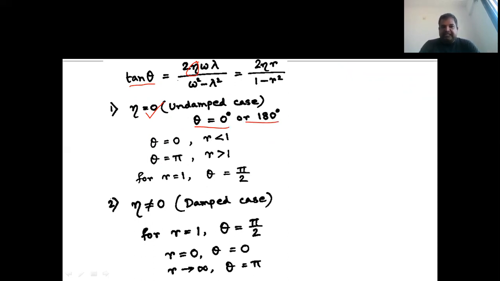When you put eta equal to 0 in this equation, then for tan theta equal to 0, theta may be either 0 or 180. So I need to consider these two cases. When theta is equal to 0 and r is less than 1, I need to plot the things. When theta is equal to pi and r is greater than 1, I need to plot the things. And for r equal to 1, theta is equal to pi by 2, right?